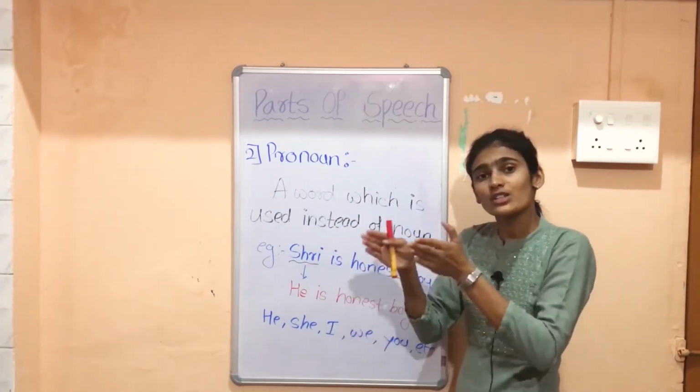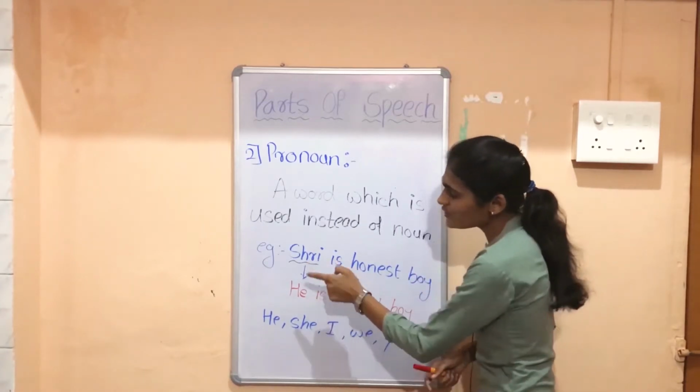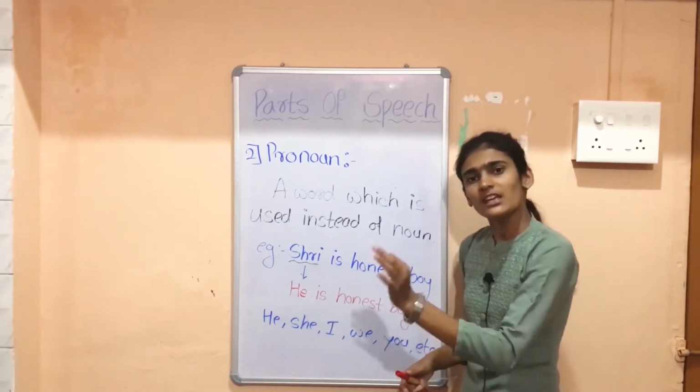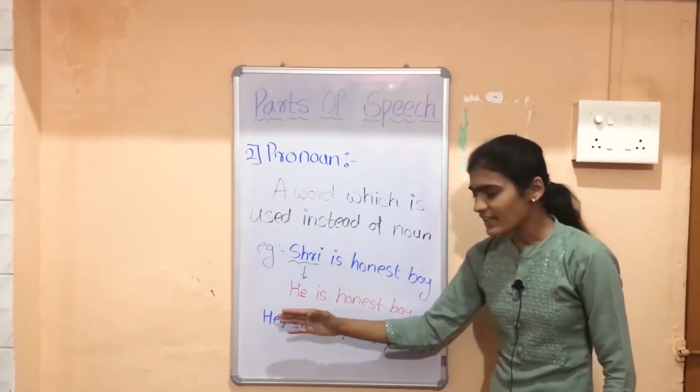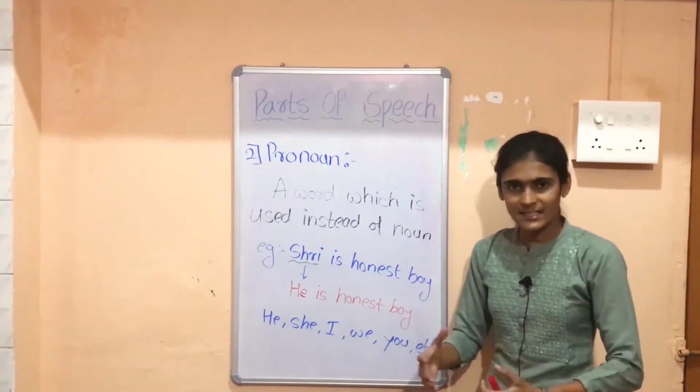Pronoun says the pro version of a noun. Means a word we want to use instead of a noun. So instead of Shri, we can use him. He is an honest boy. The examples are he, she, I, we, you, yours, etc.